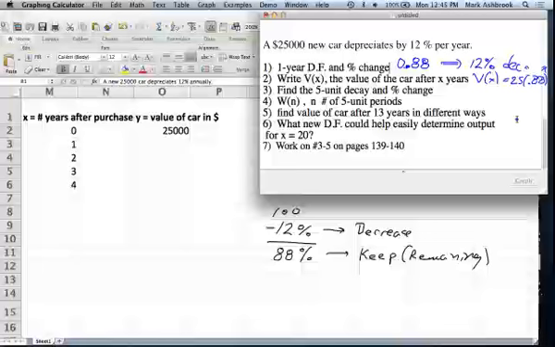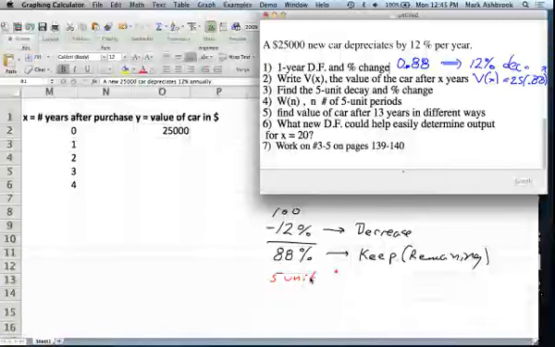5 unit decay. Troy, tell me your process, not just your answer. I did the 0.88 to the fifth power to get the 5. And why did you do that?